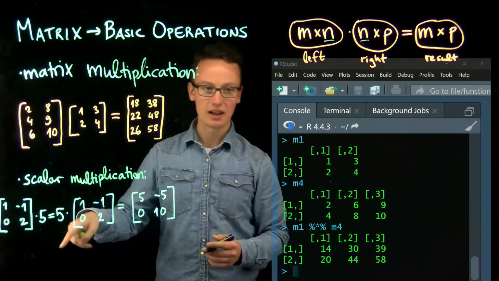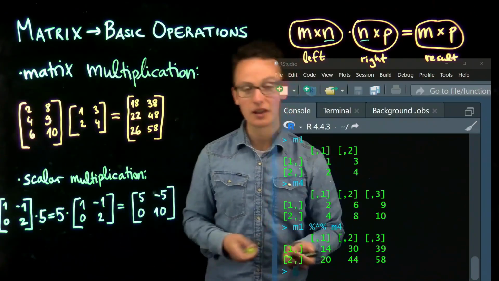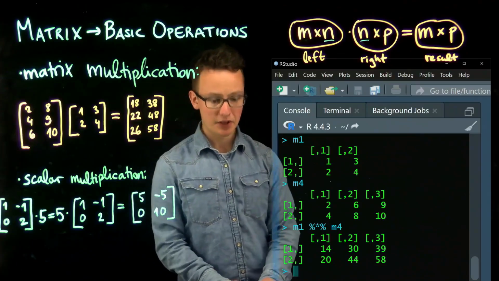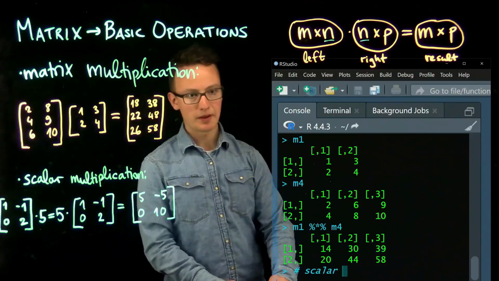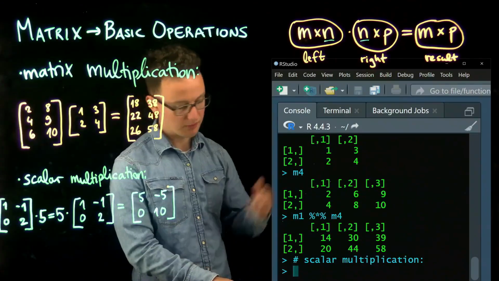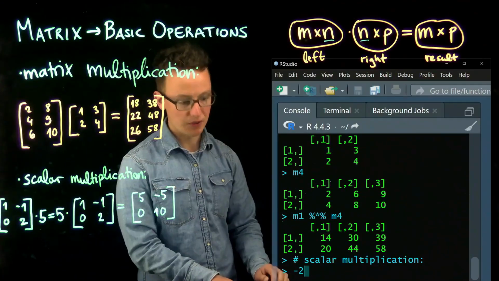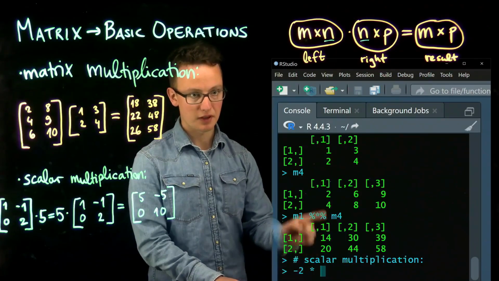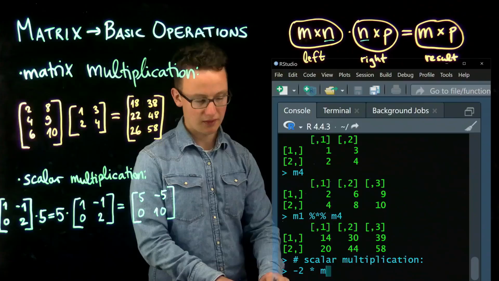We can just write the scalar to the left or to the right. That really is just all the same here. Let's see some scalar multiplication in action in R maybe. So scalar multiplication as an example, what could be our scalar? Maybe minus 2. And we want to multiply minus 2 with the matrix M4, okay?